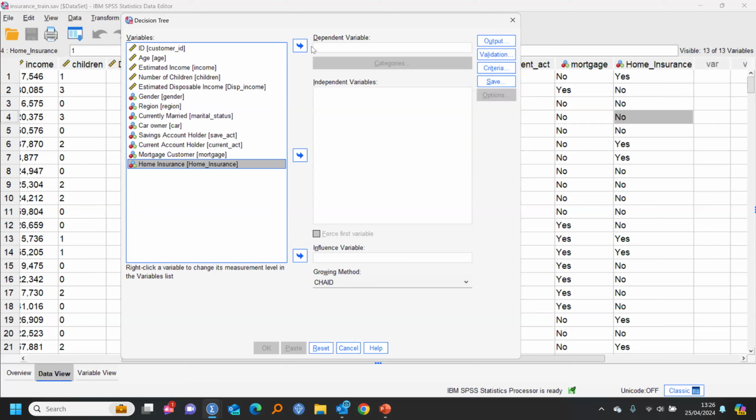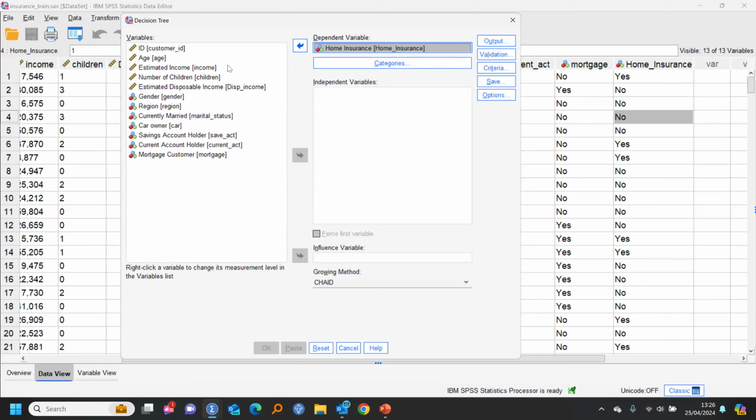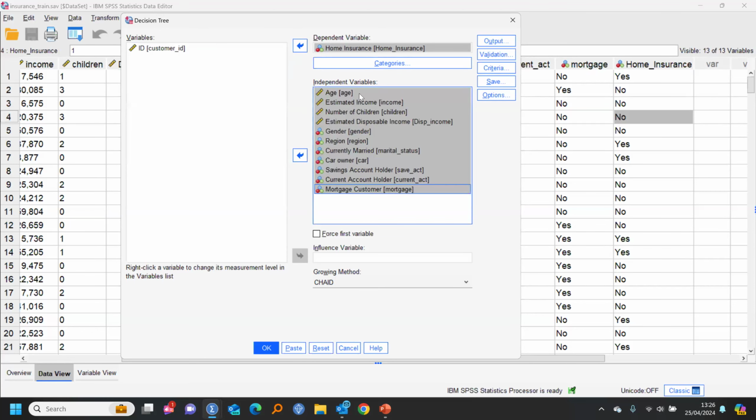So my key target field here, the thing I'm really interested in, is what's called a dependent variable, and that's home insurance. I'm going to pick up everything else except ID, because obviously ID isn't really a proper variable that we would use analytically. I'm going to throw them in, and you can see the method is CHAID.